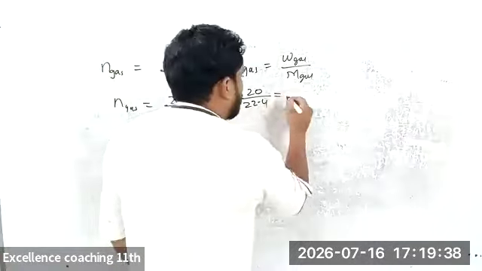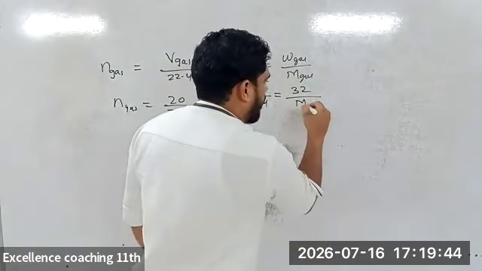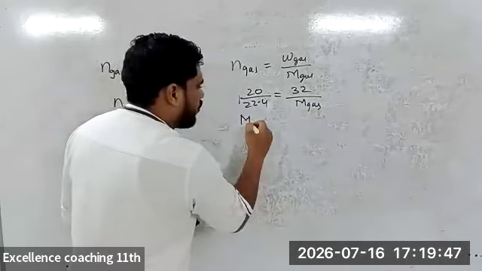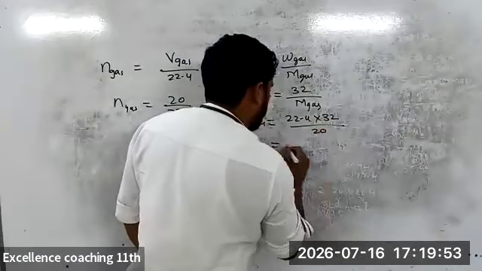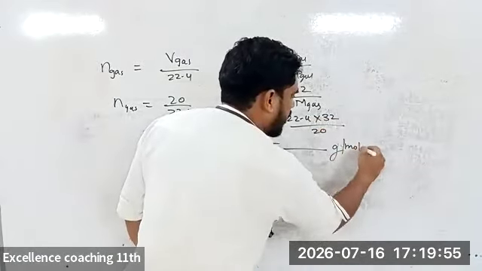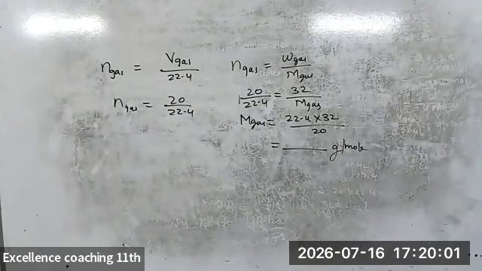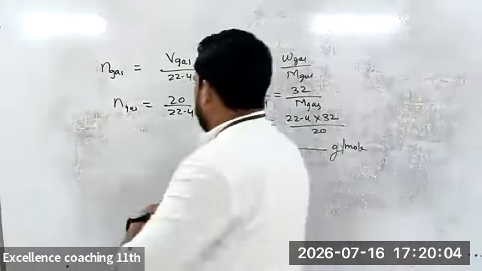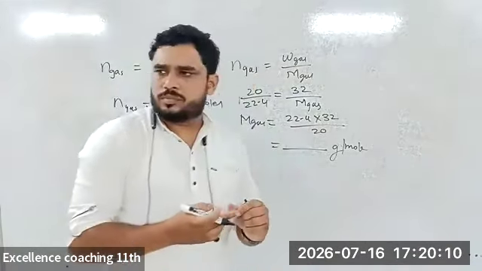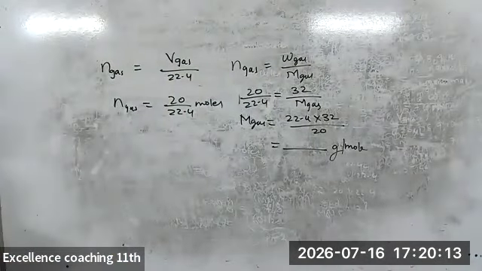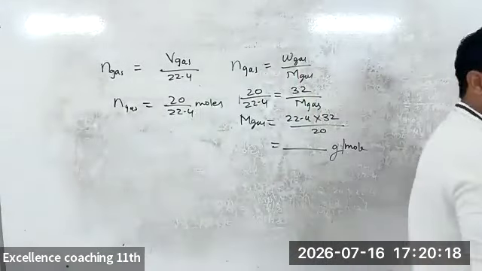Into mass of gas, it is 32, and molar mass of gas we have to find. Therefore, molar mass of gas is equal to 22.4 multiplied by 32 divided by 20. The answer will be in grams per mole. Molar mass is calculated in terms of grams per mole. Just check if you are done like this. Solving is in your hand, but check the formula and substitution. Have you understood this part? Yes.